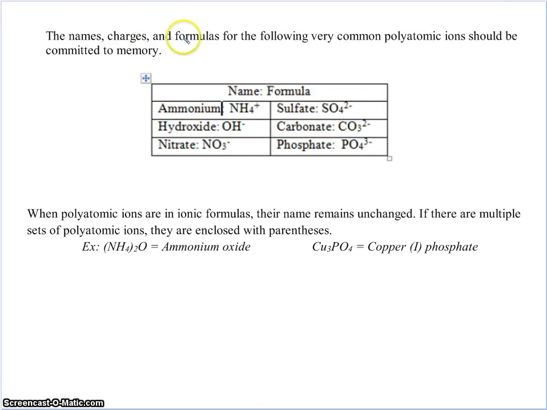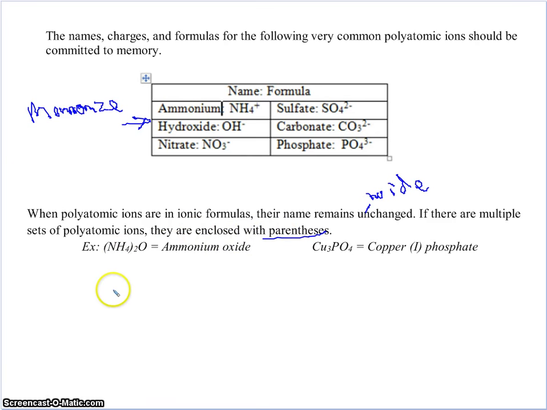Alright, the names, charges, and formulas for the following very common polyatomic ions should be committed to memory. Ammonium, hydroxide, nitrate, sulfate, carbonate, phosphate. You need to memorize these. Make flashcards, whatever. You will be mad at yourself if you don't remember these. When polyatomic ions are in ionic formulas, their name remains unchanged. So, no "ide." If there are multiple sets of polyatomic ions, they are enclosed with parentheses.